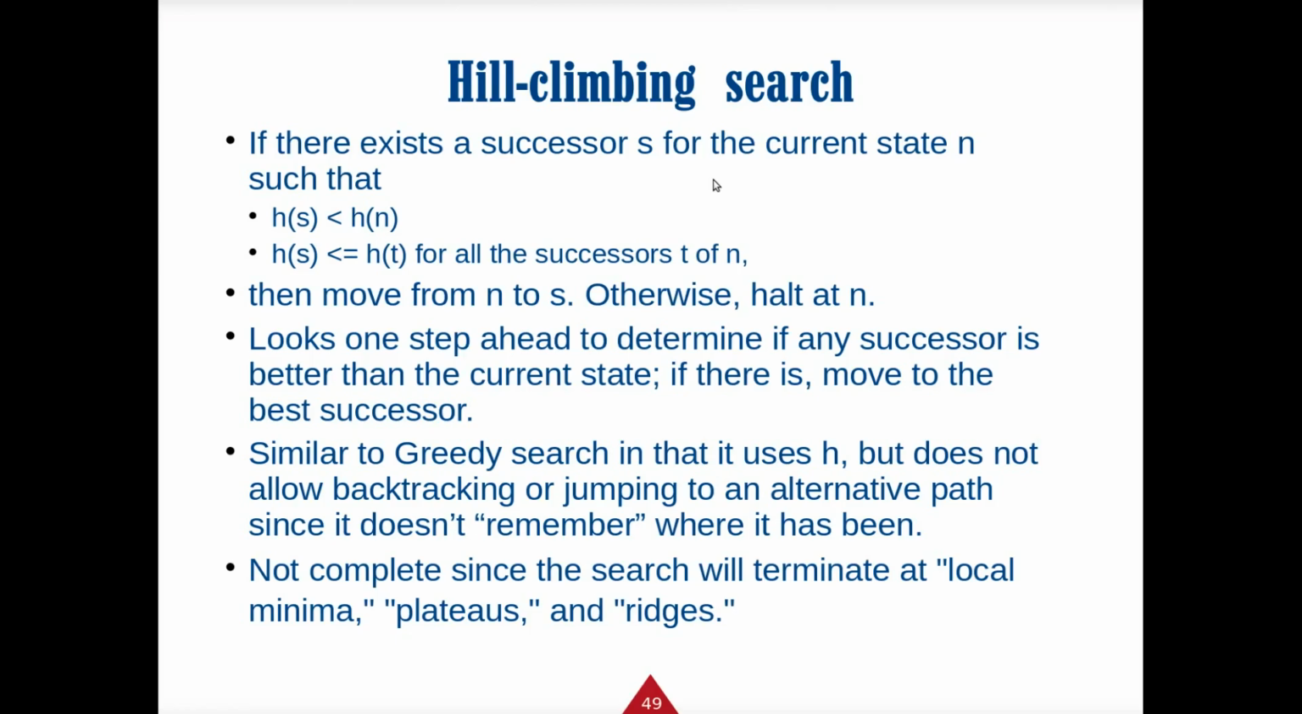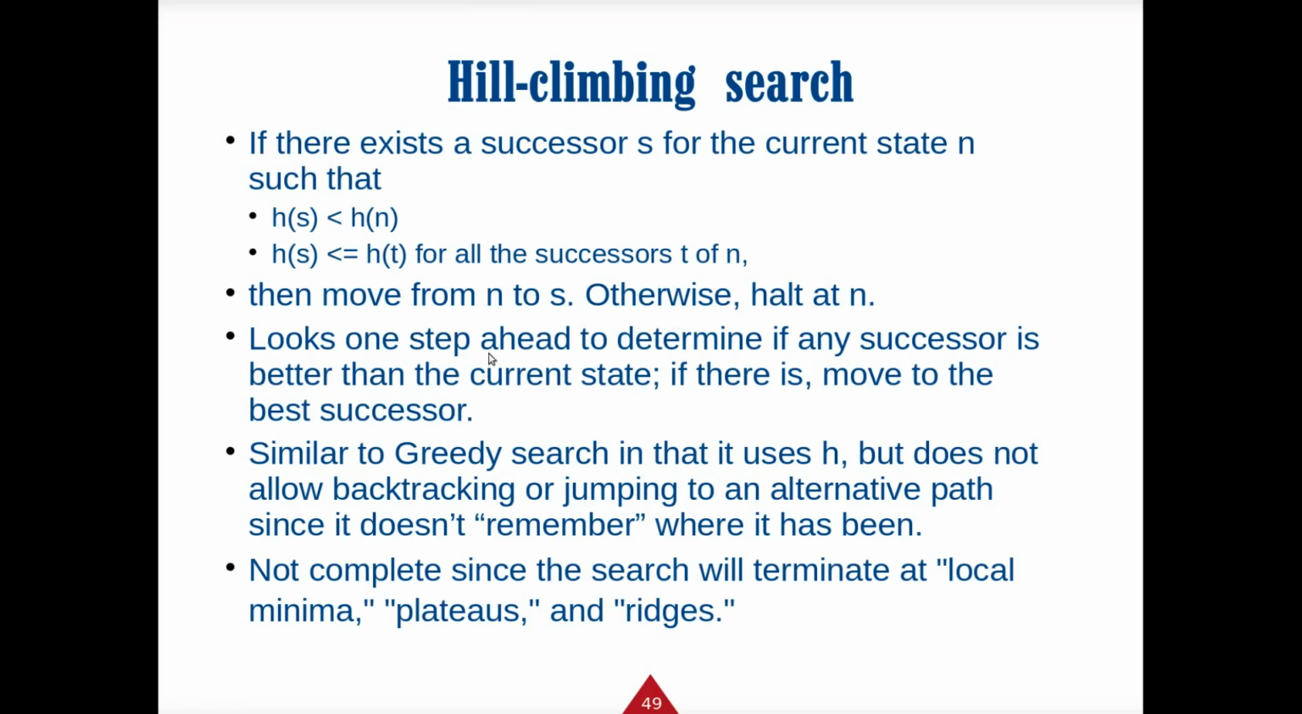Now there exists a successor s for the current state n, such that the number of states, h of s, so at the current number of states, is less than h of n. So it's basically saying the successor state should have a lower score than the current state you're in. And then s should be less than all the other successors of n. And then we're going to move on from n to s, otherwise halt at n.